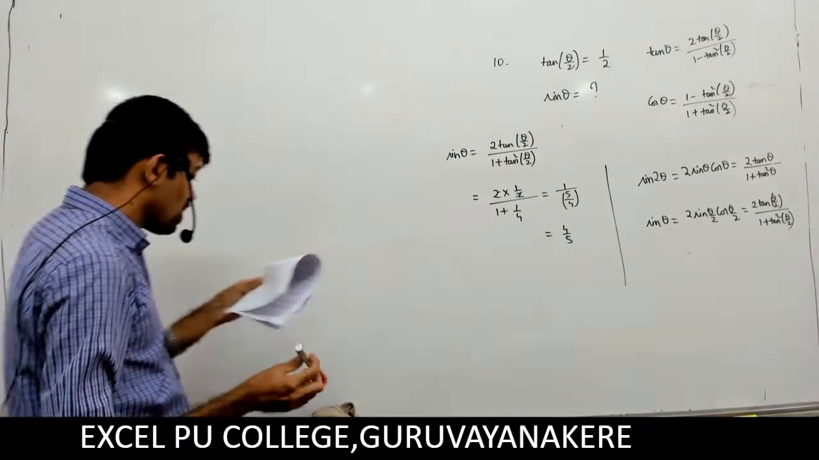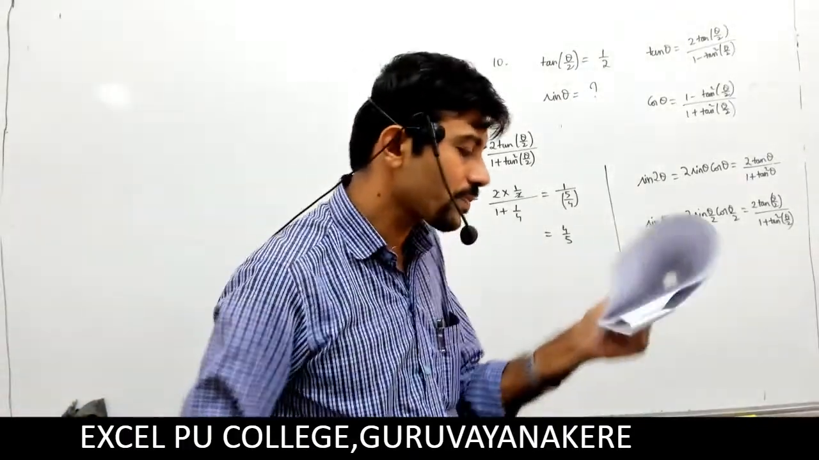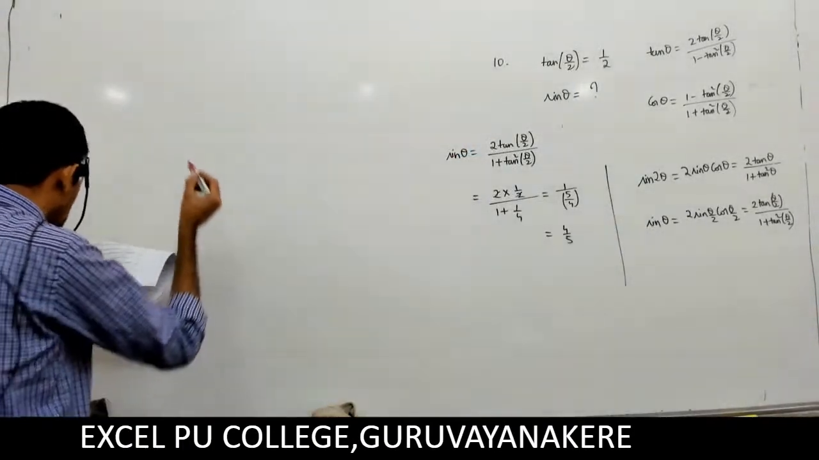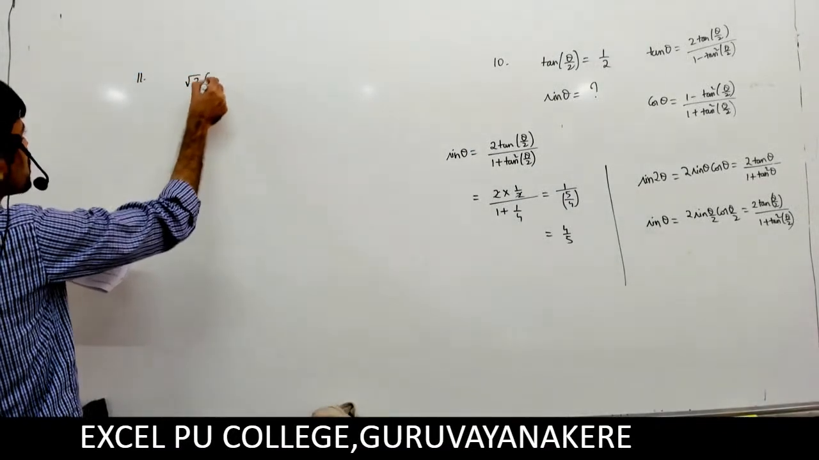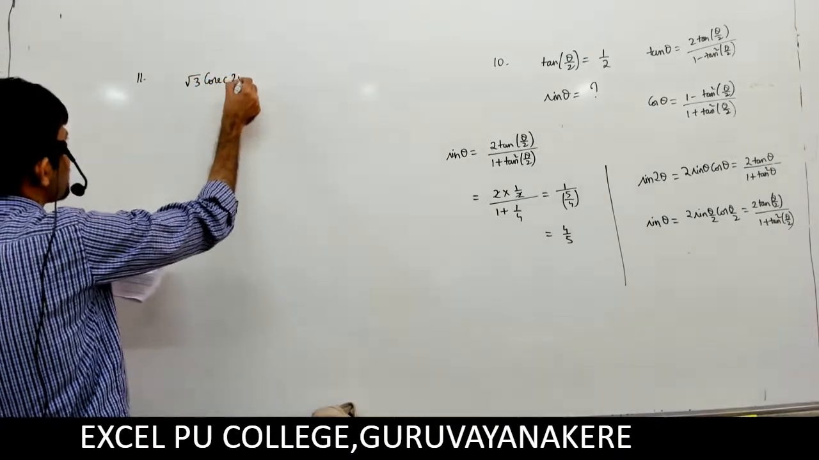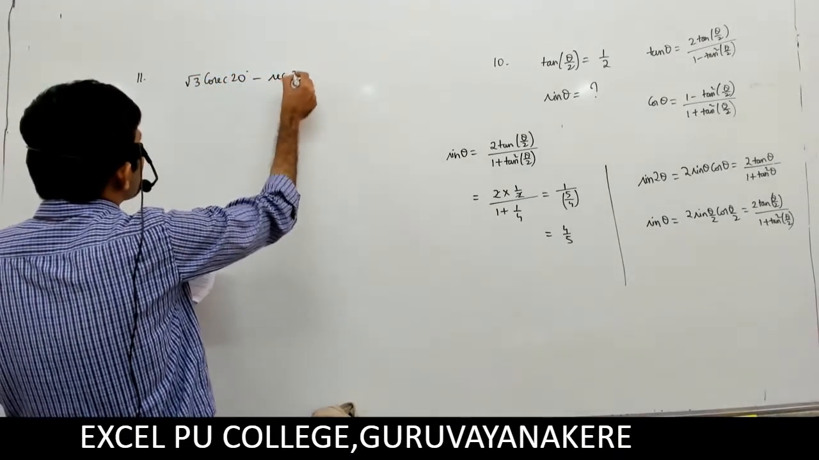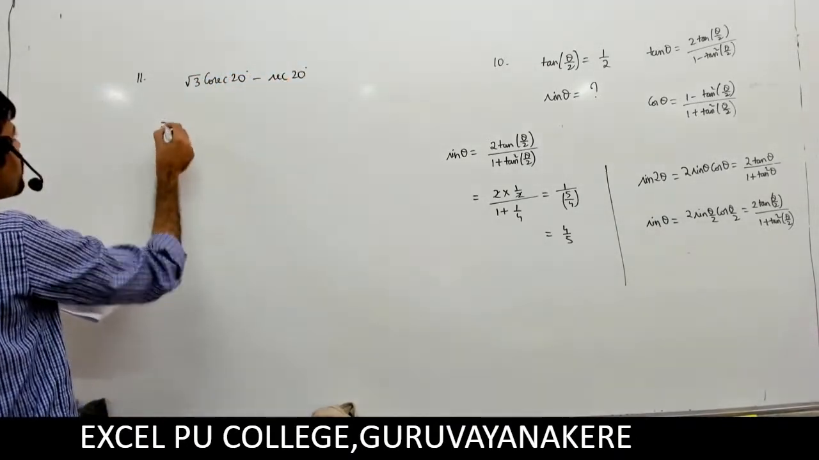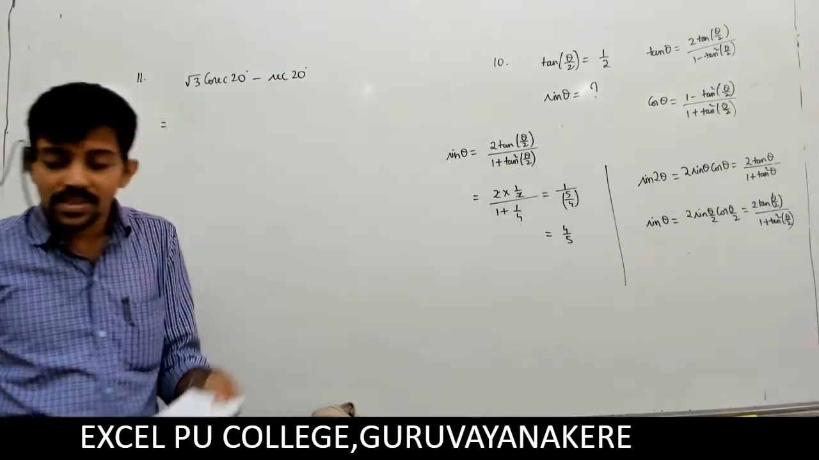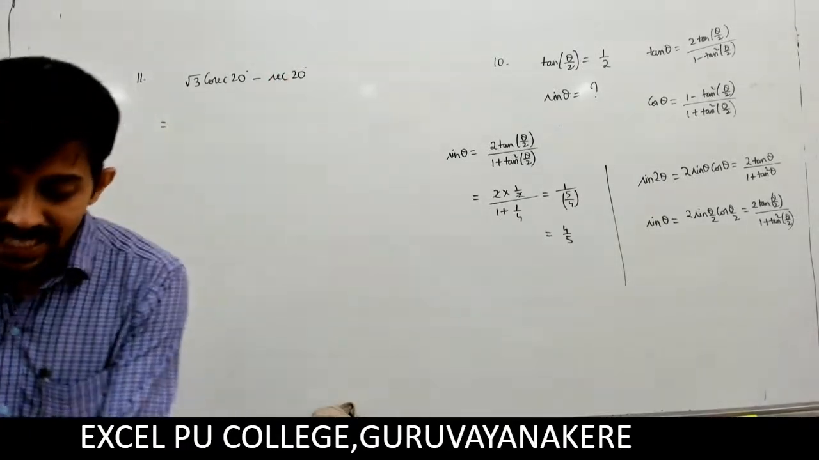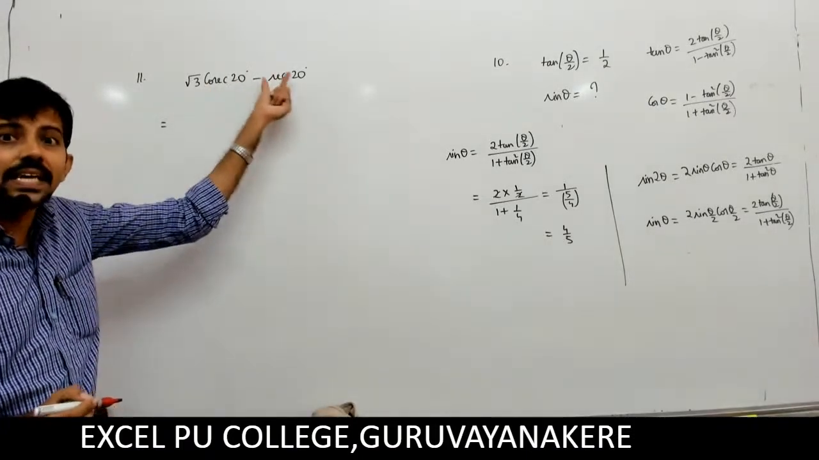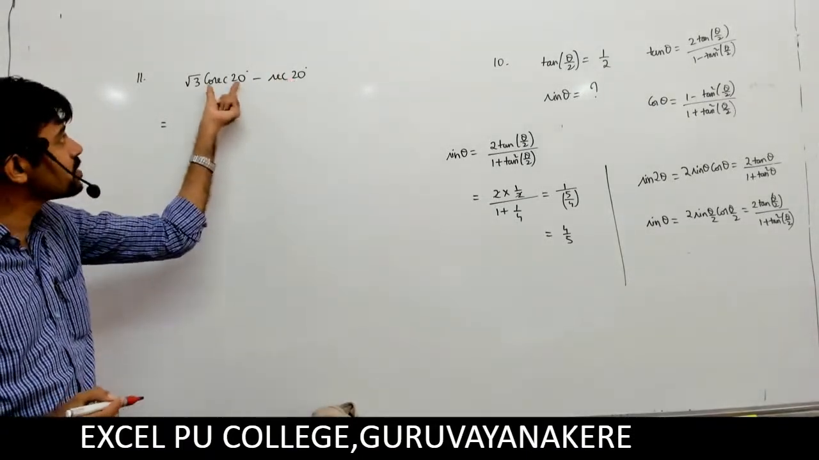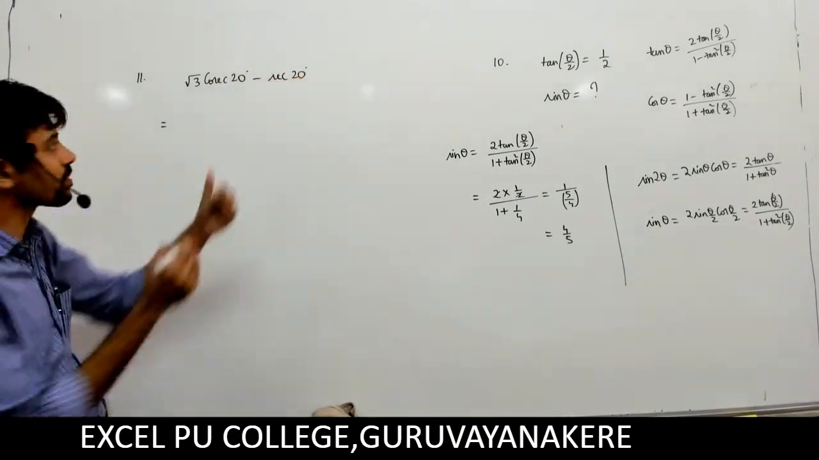This question was already asked in a previous exam, CET. Eleventh one: root 3 cosecant 20 minus secant 20. Root 3 cosecant 20 minus secant 20 is equal to how much? What we do is we express cosec and sec in terms of sine and cos. Cosec is the reciprocal of sine, sec is the reciprocal of cos, right? This is 1 by sine, this is 1 by cos.